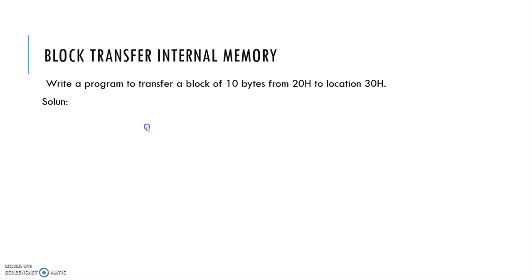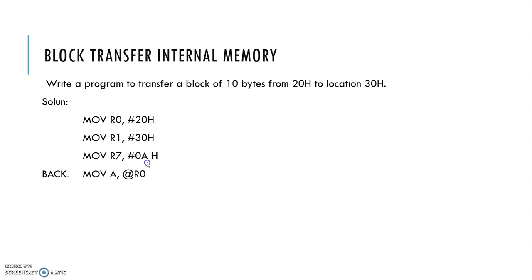So you can write the program. We need the starting address, which is placed in the R0 register, and the destination address is placed in another register. We need the count, since the loop should execute 10 times, so the loop count is stored in another register, R7. First we take the first data from the location R0. Move A, @R0 means we are taking data from the location pointed by the R0 register. So this is indirect addressing mode.